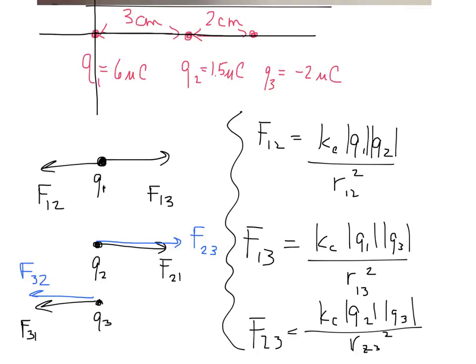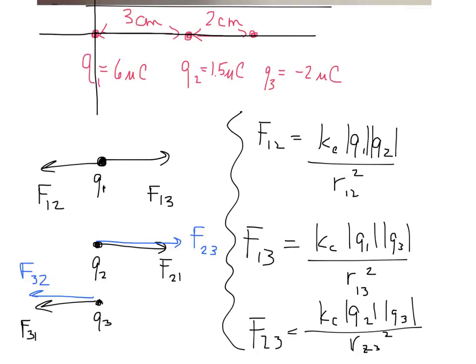R stands for the distance between them. Look at particle 1. Steph? 5 centimeters. Particle 1 is here. Particle 3 is here. How far are they separated by? 5 centimeters. So what would you write? 0.05 meters. Okay, that's R, and you're going to square that. Absolutely. That's what R13 is.